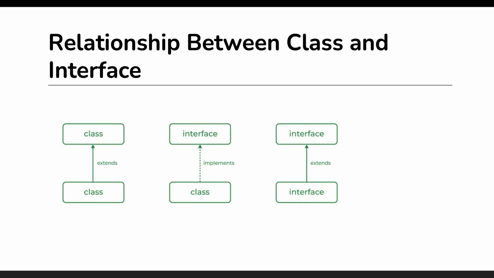Now the next thing we want to discuss here is the relationship between class and interface. We have already seen that if we want to use one class inside another class, we use the extends keyword. That is what we saw in the inheritance concept also. But in the case of interface, there is a new keyword called implements. Using this implements keyword, we use the interface. And if both are interfaces, then we can use the extends keyword, similar to classes. So these are the basic relationships in terms of the keyword to use.